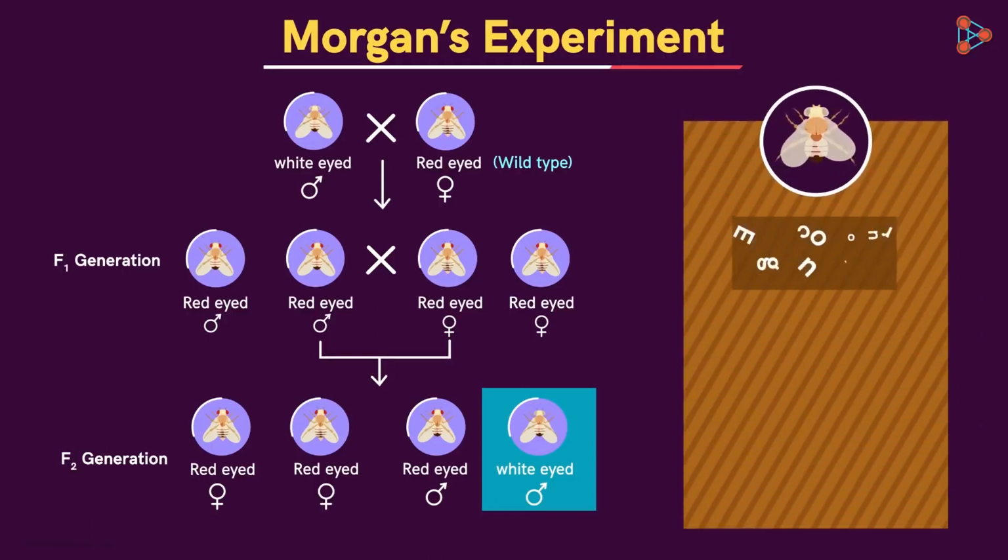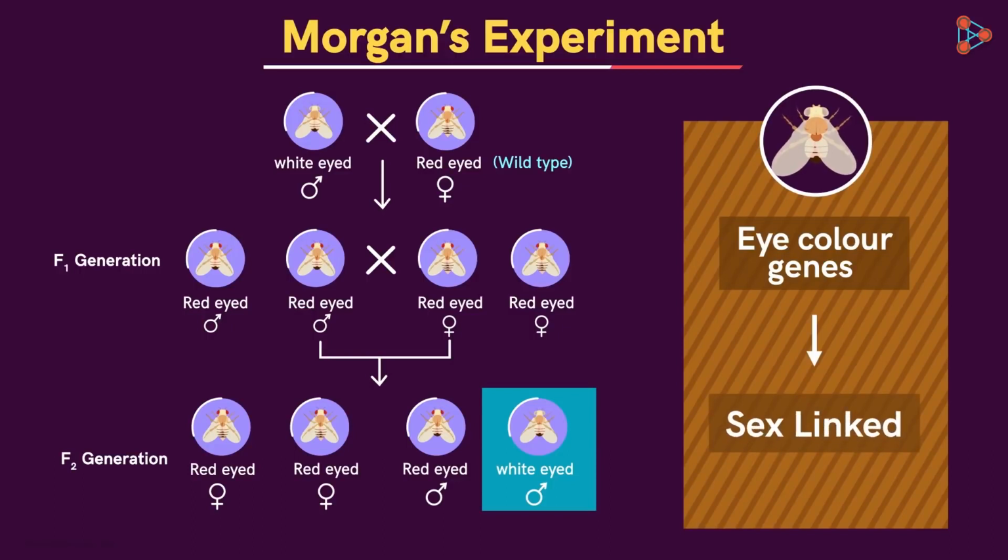Morgan assumed that the eye color genes that are passed down the generations are sex-linked. Now, what could this be? Let's get introduced to this term first.